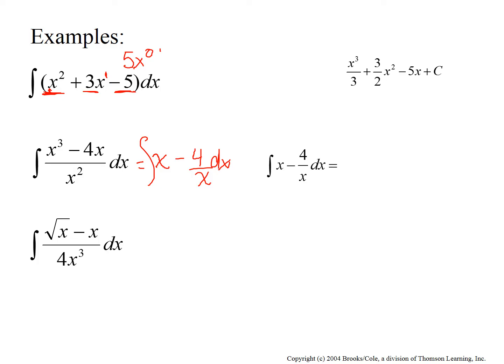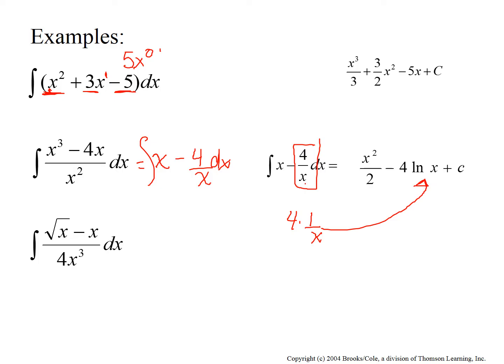So the integral of x would be x squared over 2. And I'm going to have to use the natural log for this. So the integral of 4 over x would be 4 natural log x. Recalling that I can't do the integral of x to the negative 1, I can write this as 4 times 1 over x. And the integral of 1 over x is the natural log of x. That's just one of those things that you have to know. And always remember your C's.